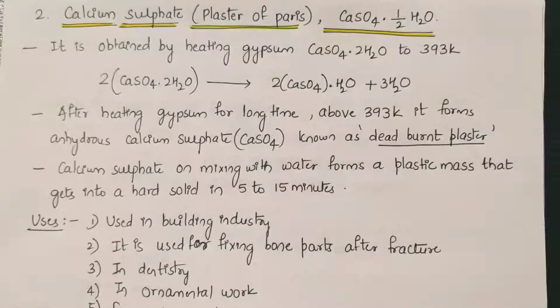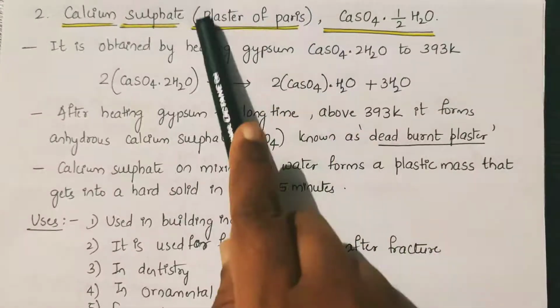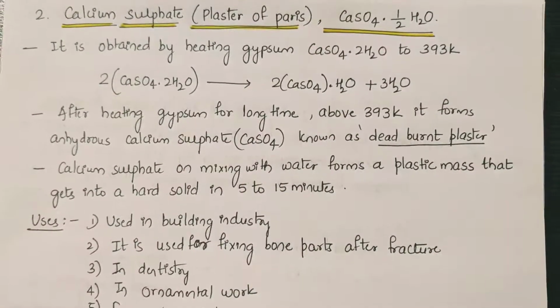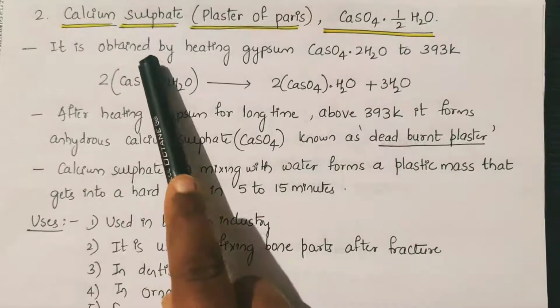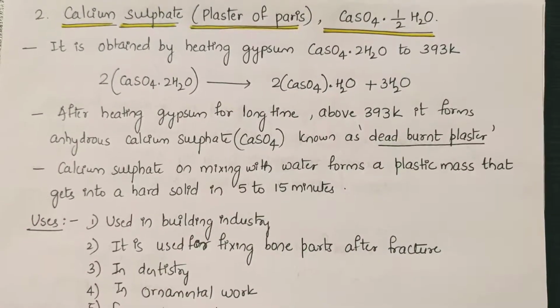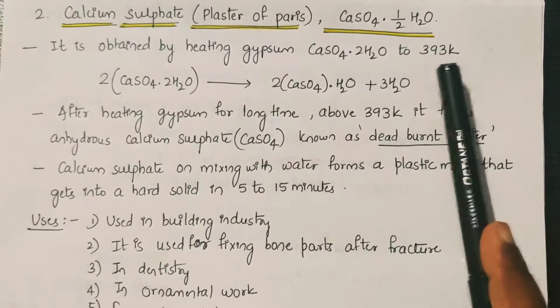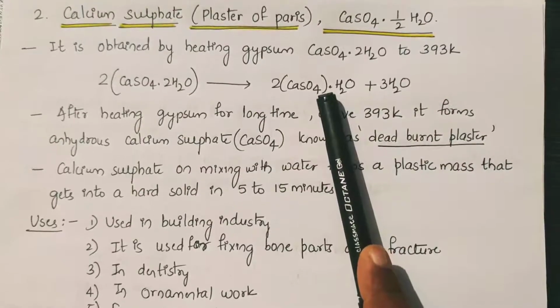Second, what we have is calcium sulfate, commonly referred to as plaster of Paris. This you might have heard about, plaster of Paris. You are obtaining this by heating gypsum. Gypsum is CaSO4·2H2O. Whenever you take gypsum and you heat it to around 393 Kelvin, you end up with plaster of Paris.